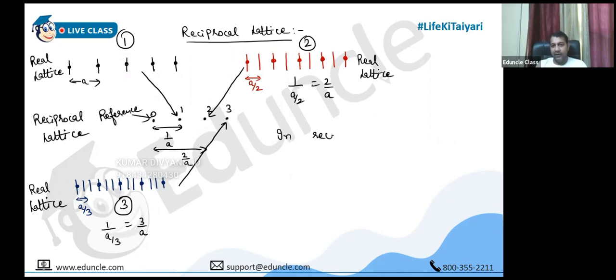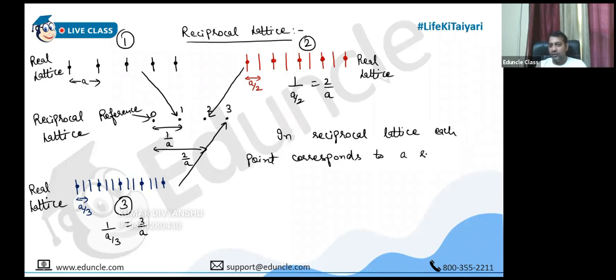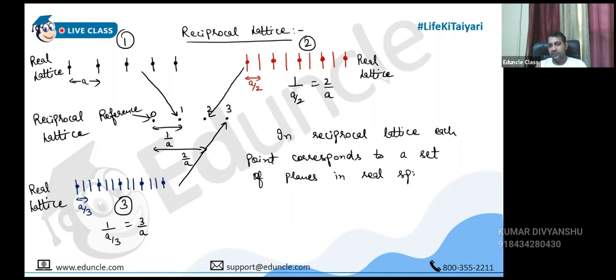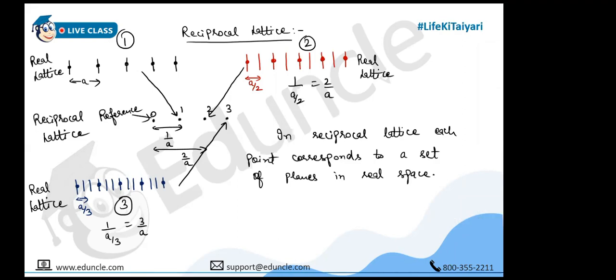So in a reciprocal lattice, each point corresponds to a set of planes in real space. Now, kindly read this line. Are you able to understand? This is what we have already discussed. So this is the concept you need to remember: in a reciprocal lattice, each point corresponds to a set of planes in real space. Clear?